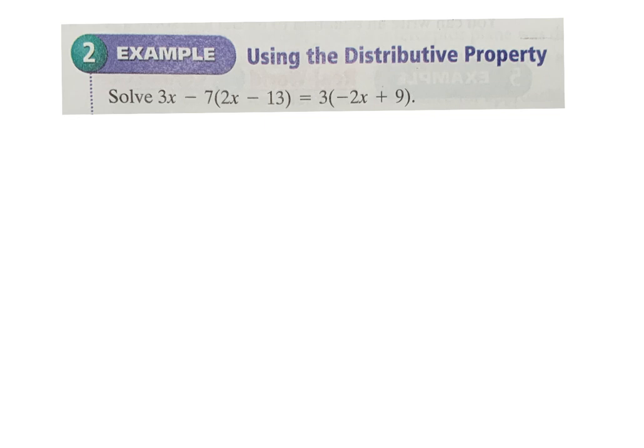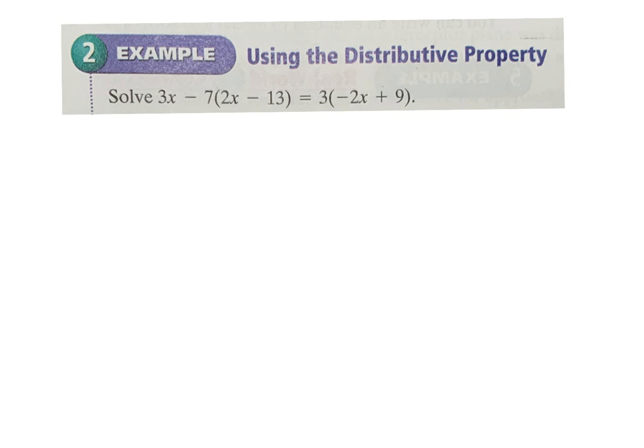So we've been using the distributive property for a while. Number one problem with distributive property are positives and negatives. Just think of them as individually. So when you distribute across, you're distributing the whole thing. So when I look at this one, I have 3x minus 7 times the quantity 2x minus 13 equals 3 times the quantity negative 2x plus 9.